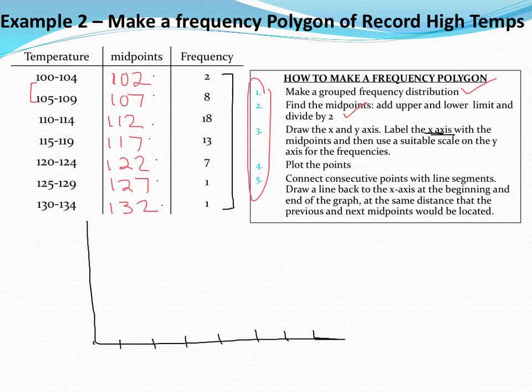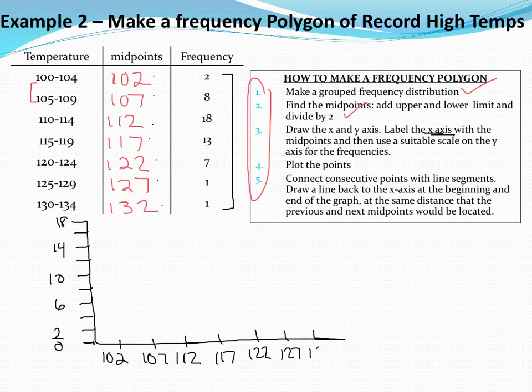So here my lowest is 1, my highest is 18, so again I'll go by 2s. 0, 2, 4, 6, 8, 10, 12, 14, 16, 18. I should have done it the other way, but it's okay. I'm going to put my midpoints here: 102, 107, 112, 117, 122, 127, and 132. That should be labeled temperatures, and this should be labeled frequency.